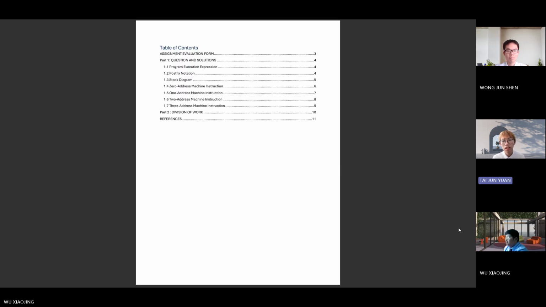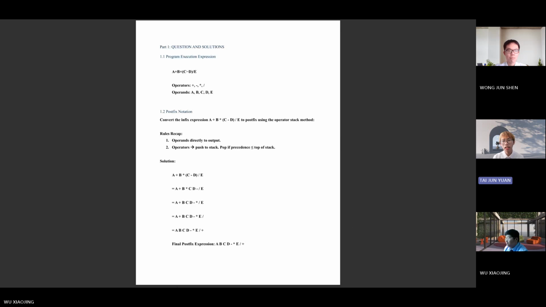Our first task was to convert a math expression into postfix notation. The expression is A plus B times C minus D per E. To solve this, we use the stack method. After following the rules, the final result is ABCD minus times E per E plus. That's all for me. Now I pass to my member.